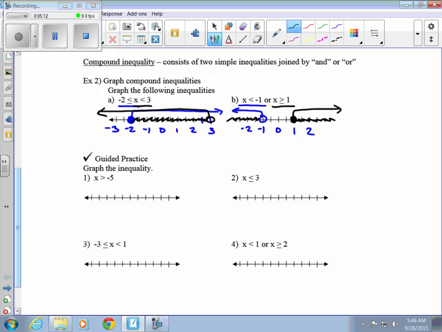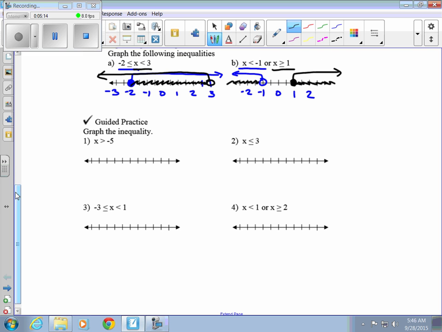So what I would like you to do right now is go ahead and jump down to the guided practice questions. You can go ahead and do those 4, so you can pause the video and then hit play when you're ready to move on.